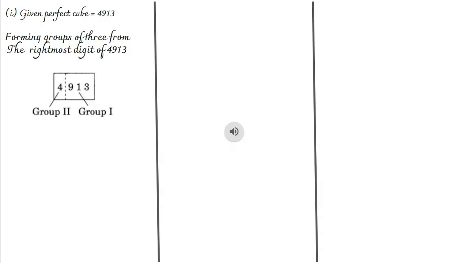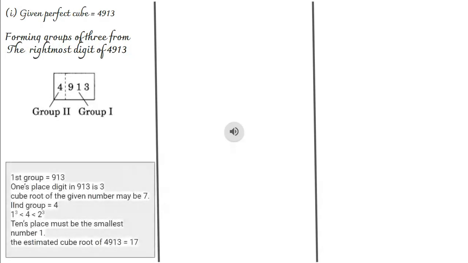So what will we take? Equal to or less than. Here 1 is the smallest number, so we will take 1. So what is the cube root of 4913? That is equal to 17. Clear? Now let's see the next one.